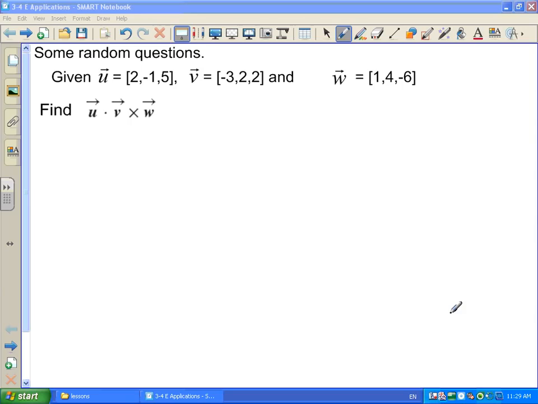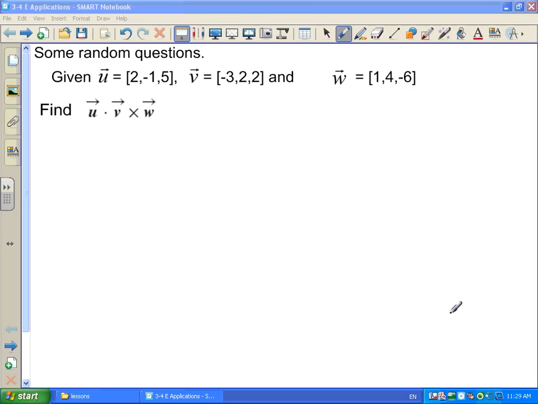Okay, I wanted to start off today by talking about a couple of questions that will review some of the things we did on dot product and cross product, and then we'll introduce a couple of other little concepts as we go along. So here's the first question. We've got a vector u, a vector v, and a vector w, and we want to find u dot v cross w.